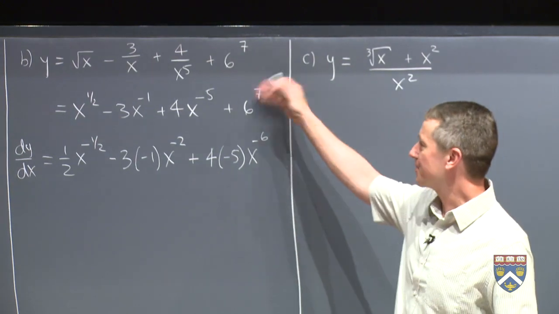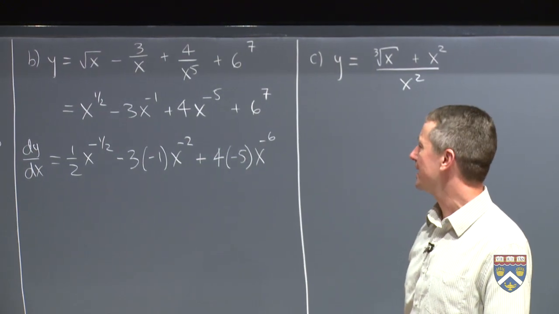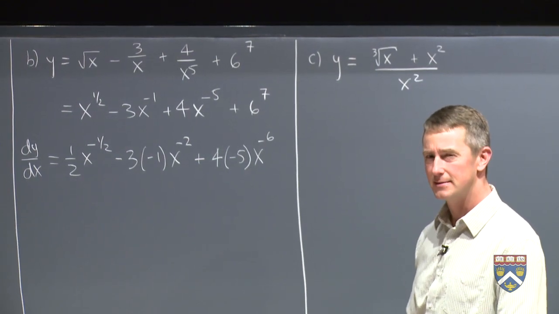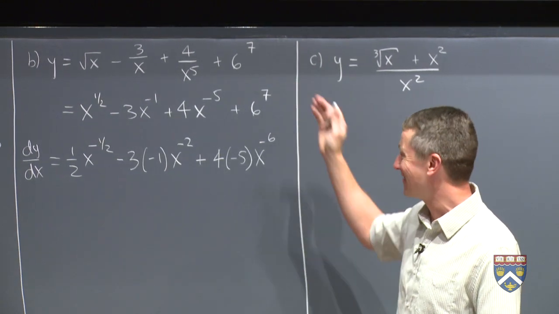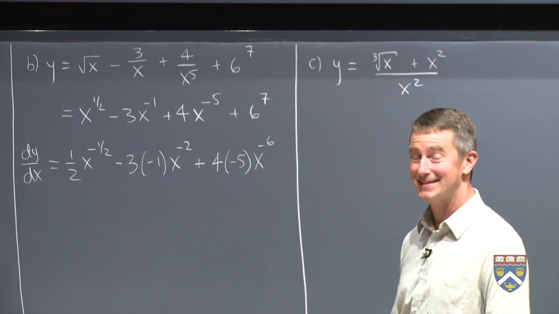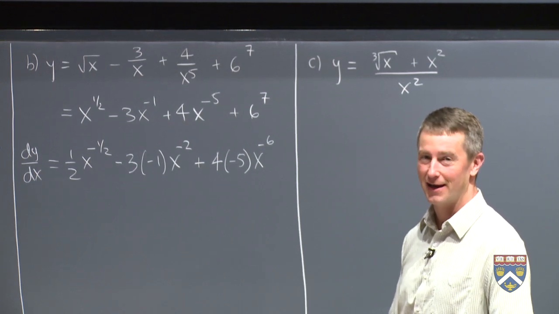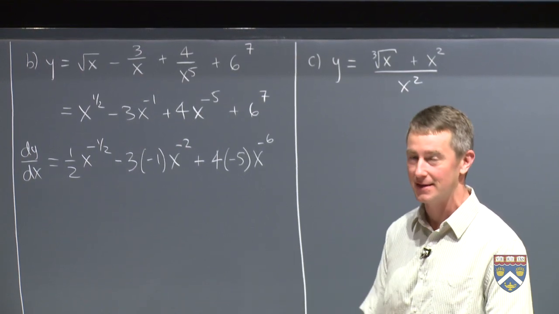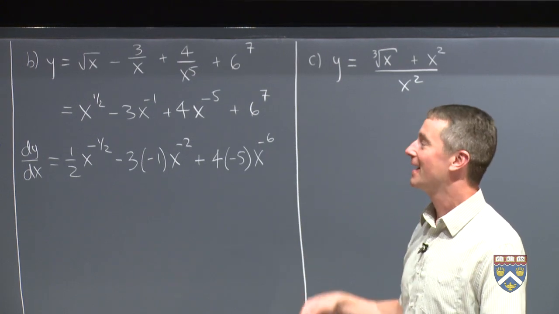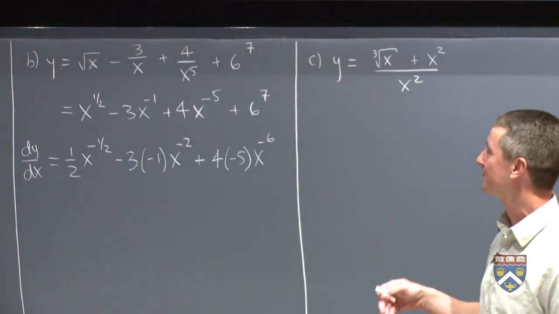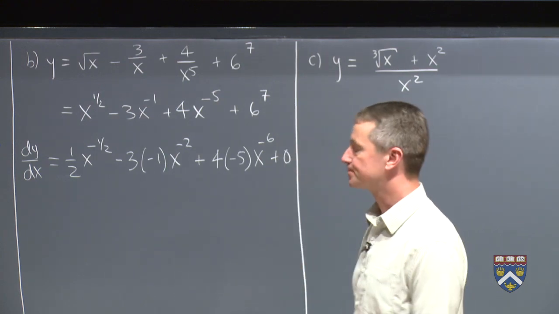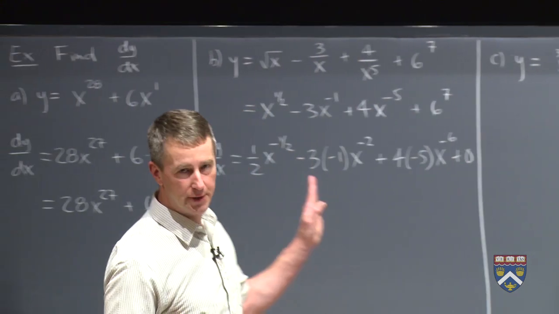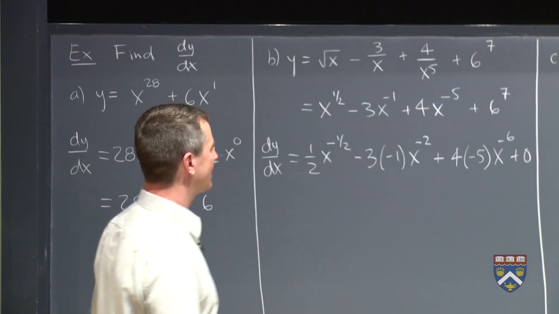And then what about this? Should I bring the 7 down and make it 7 times 6 to the 6? No. 6 to the 7th is a what? It's a constant. It has no variables. You can put it into your calculator, ask your calculator what 6 to the 7th is. It's some big number, but it's a constant. And our very first rule from this week is that the derivative of any constant is always 0. And we don't require you to simplify your answers, so if you want to leave it like that, that's fine.